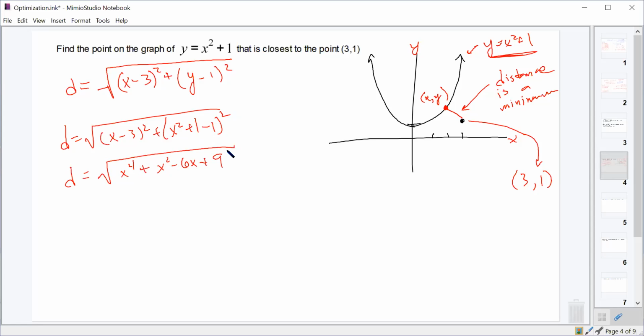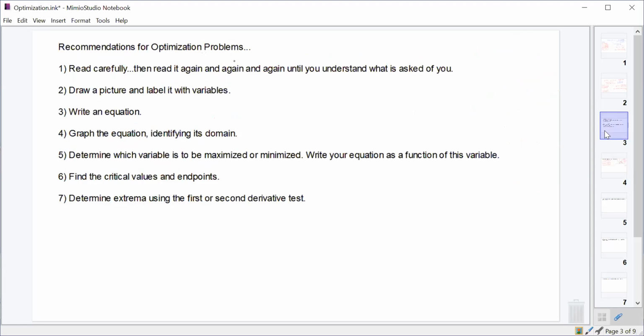Good. Cool. All right. So let's look at our steps here. We've read it, we've drawn our picture, we've labeled it, we've written our equation. We didn't graph our equation, and we also didn't identify its domain. So this step right here is sometimes a little bit questionable. Sometimes you don't need to graph it or even really look for the domain. You can just, once you get your answer, see what makes sense in the context of the problem.